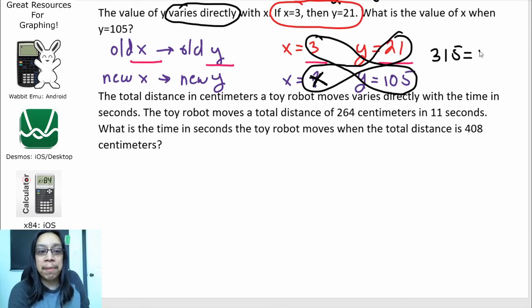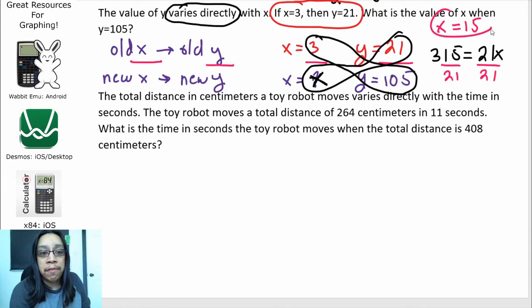So 21 times x is going to be 21x. So then from here, all I have to do is solve the equation by dividing both sides by 21, which I'm going to use my secret calculator again. And if you want to use yours too, you can. So 315 divided by 21 is going to get me 15. So that means that the new value of x is going to be x equals 15.